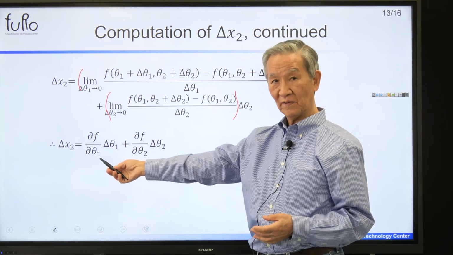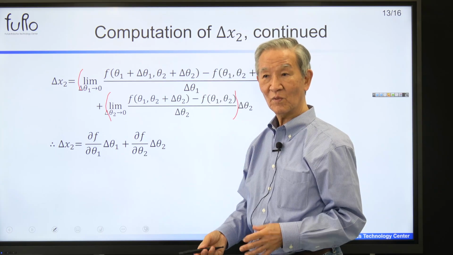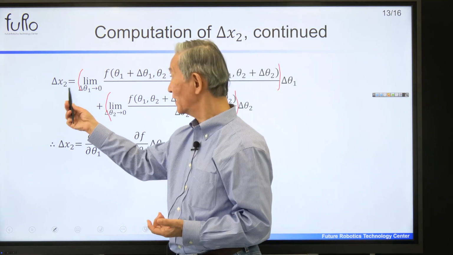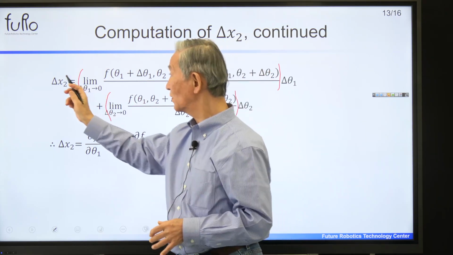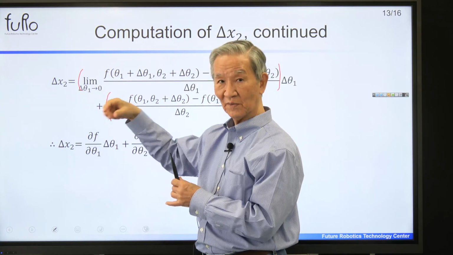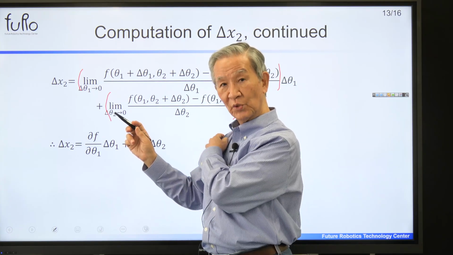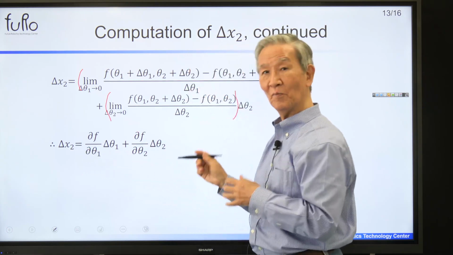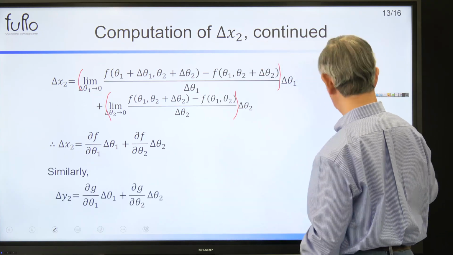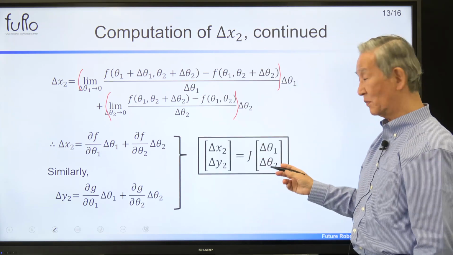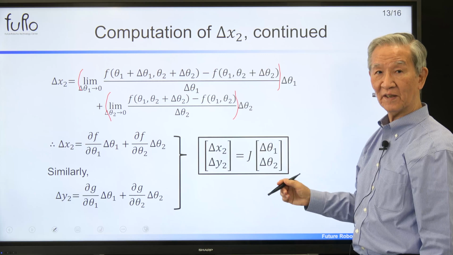And if we do that, this is nothing but the partial derivative of f in terms of theta 1, and this is the partial derivative of f in terms of theta 2. Wow, very simple. So this delta x2, the error, I mean the small variation in the x direction of the end-effector, is related to small variation in joint 1 and joint 2 in terms of partial derivatives. So this is a relationship we can use. Similarly, we can do that for the other direction, and of course we did this many times. So this is equal to J times that. Jacobi matrix again.